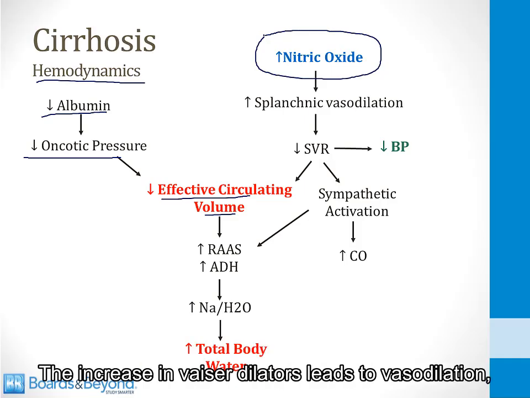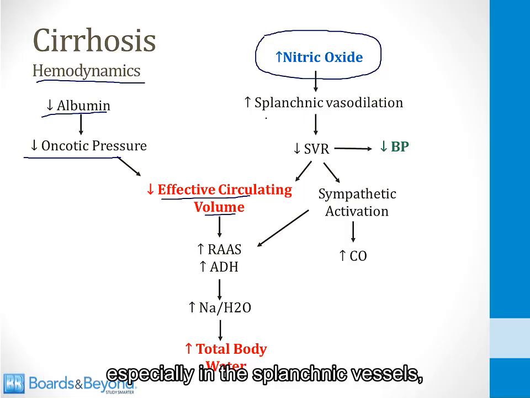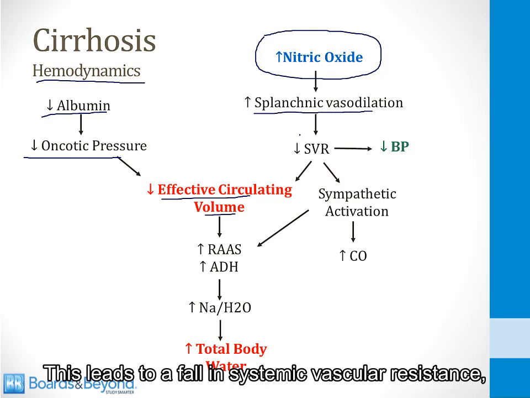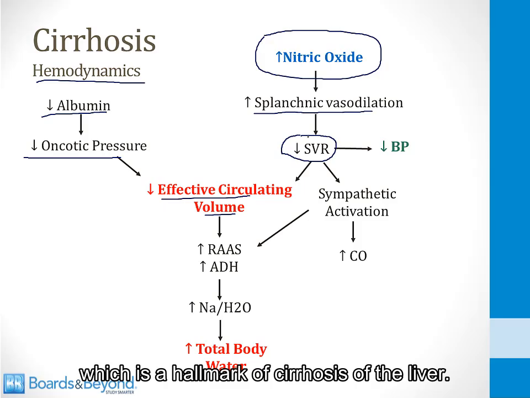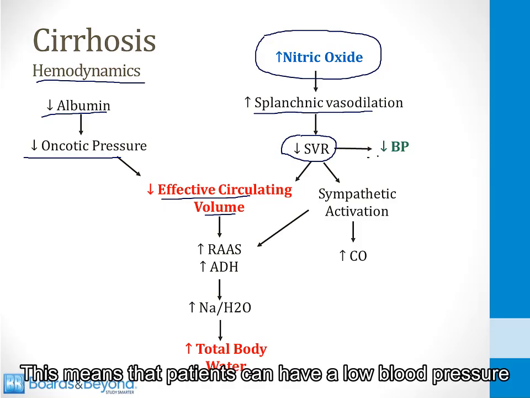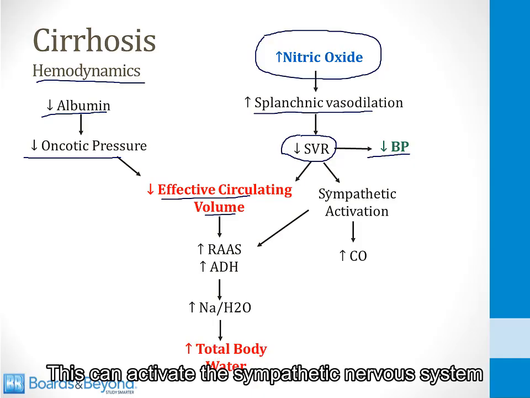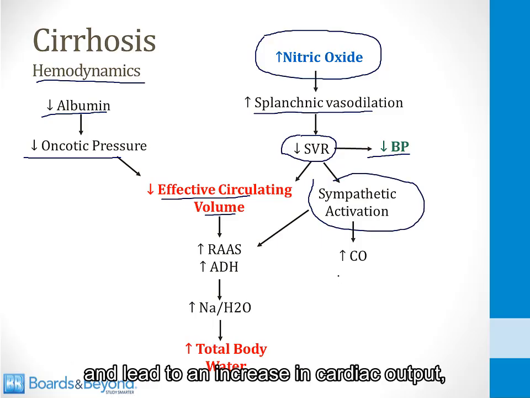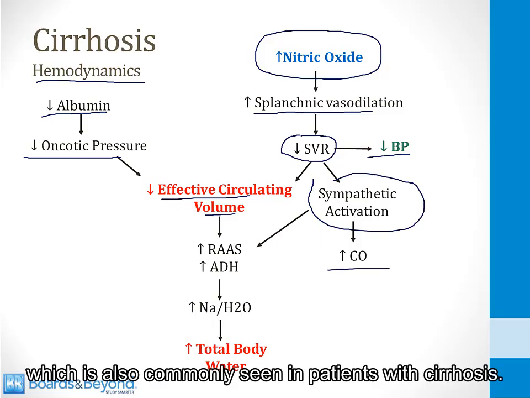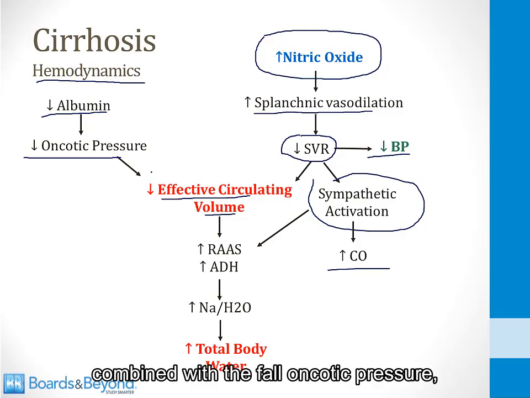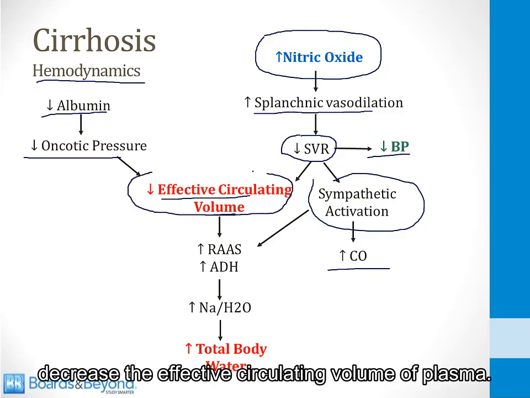The increase in vasodilators leads to vasodilation, especially in the splanchnic vessels, which are vessels in the abdomen. This leads to a fall in systemic vascular resistance, which is a hallmark of cirrhosis of the liver. This means that patients can have a low blood pressure, and low blood pressure is common among cirrhotic patients. This can activate the sympathetic nervous system and lead to an increase in cardiac output, which is also commonly seen in patients with cirrhosis. But more importantly, the fall in SVR combined with the fall in oncotic pressure decrease the effective circulating volume of plasma.